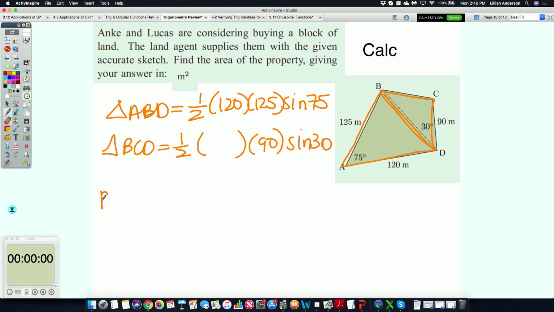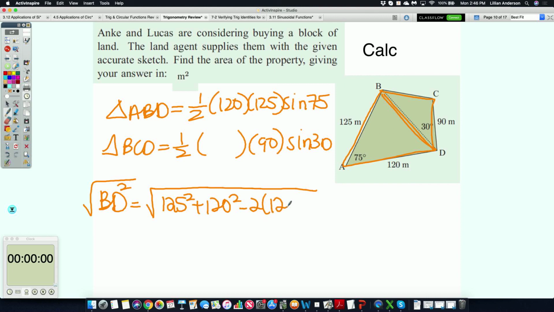Okay, so basically we're going to use the cosine rule, because we do know the angle opposite the side that we're looking for. 125 squared plus 120 squared minus 2, both of them multiplied together, cosine of 75 degrees. Make sure you're in what mode? Degrees, and then of course taking the square root at the end, and you'll get your value, which is around 149 point something. So that's what you plug in there, and then you'll perform the sum of those 2 triangle areas.